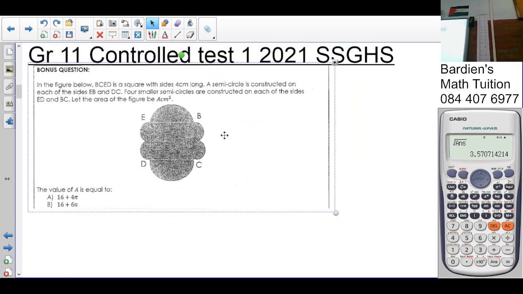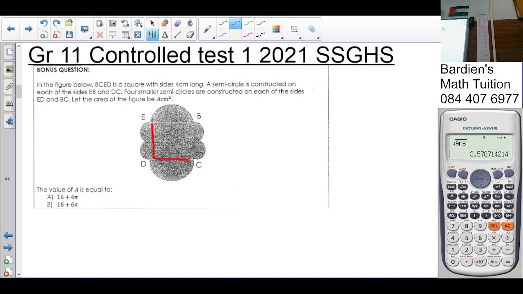So here we are told that in the figure, BCED is a square. So we have a square with sides 4 centimeters, so 4, 4, 4, and so on. So the radius of that is going to be, of course, 2. A semicircle is constructed on each side of EB and DC. So the radius is 2. Smaller semicircles are constructed on each side of ED and BC. So the radius of the smaller circle here, of course, is going to be 1. Remember, that's 4, the diameter is going to be 2, so the radius has to be 1.